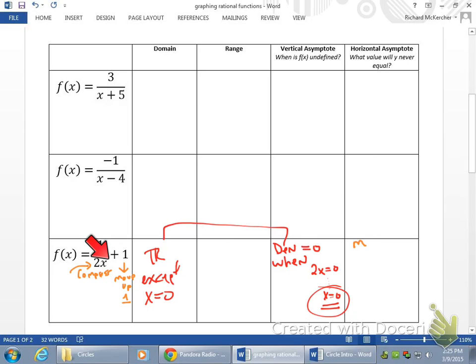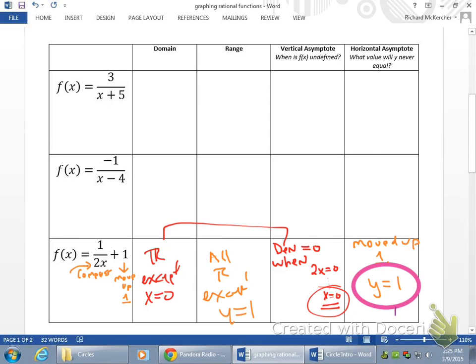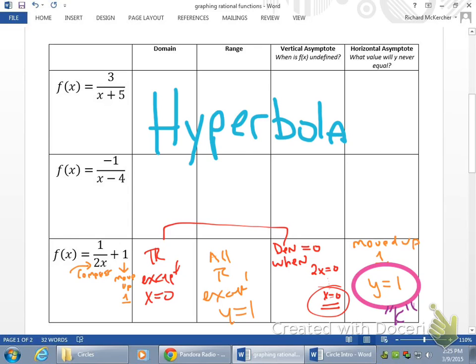Now remember, we did have a k value, so the graph does move up. And since it moved up 1, that means that my horizontal asymptote also moved up 1. And of course, because the horizontal asymptote moved up 1, that means the range has changed.